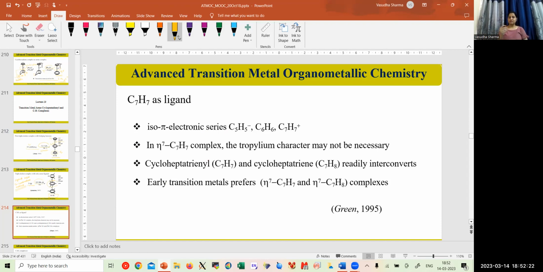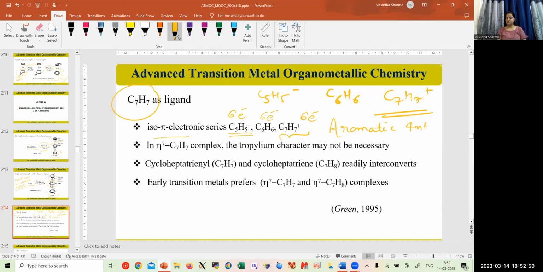Another and the last thing that we have read in the last two lectures of this particular week was about C7H7. So earlier we have seen C5H5, C6H6. Now we are looking at C7H7. So this is another ligand, which is isoelectronic with C5H5, because this is 6 electron, C6H6 is 6 electron, and C7H7 is also 6 electron, maintaining the aromaticity, 4n plus 2.